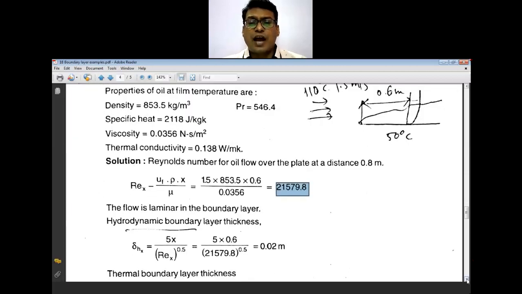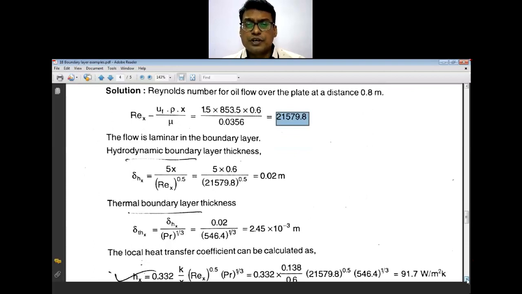Now calculation of the hydrodynamic boundary layer. It is below 5 into 10 to the power minus 5. The hydrodynamic boundary layer thickness, delta Hx, is equal to 5 times the distance upon the Reynolds number raised to 0.5. So this thickness comes as 0.02 meters. Then the thermal boundary layer thickness, delta Thx, is equal to delta Hx upon Prandtl number raised to 1/3, which comes as 2.45 into 10 to the power minus 3 meters.